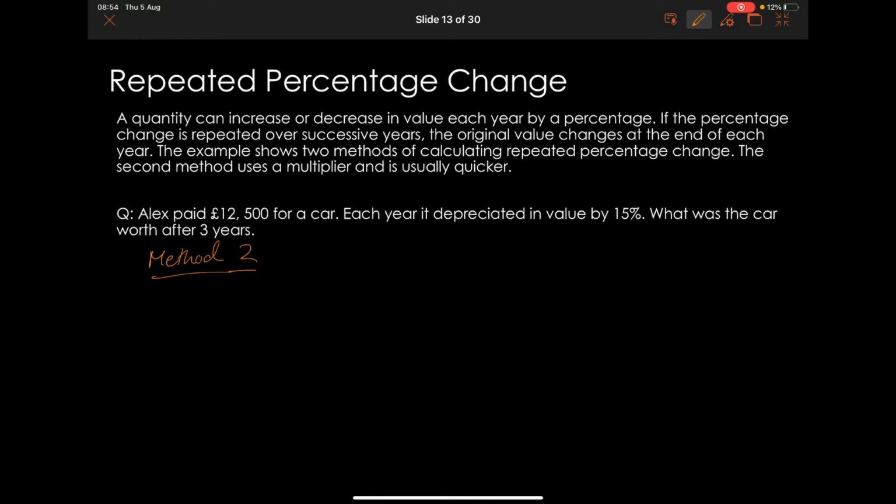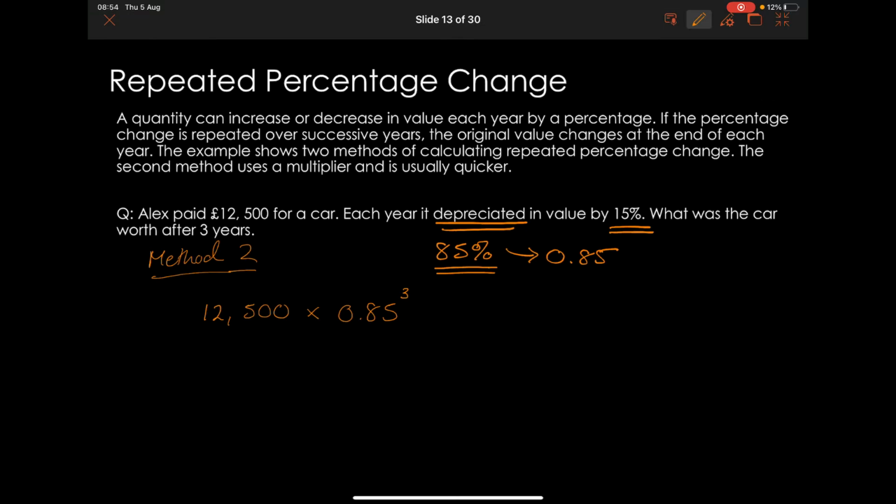So if I'm depreciating a value by 15%, it means that I only want to know 85% of the price. Okay? Fine. As a multiplier, we know that that's 0.85. So what I'm going to do is I'm going to take my 12,500. I'm going to times it by 0.85. Don't really need the brackets, 0.85, but I'm going to put that to the power of 3.